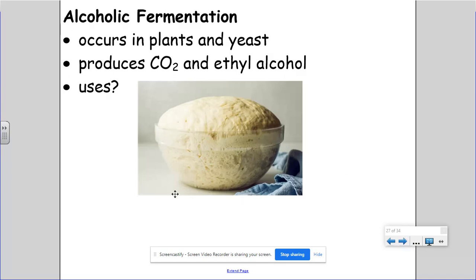And then this picture is showing a bowl of dough. The reason why it rose is because the yeast inside of it was going through fermentation. The carbon dioxide bubbles caused the bread to rise.